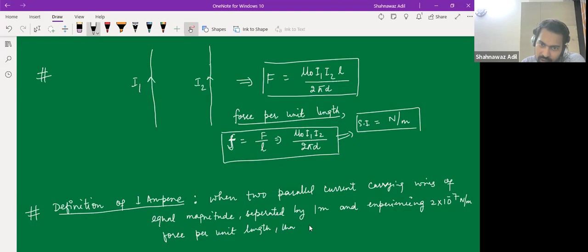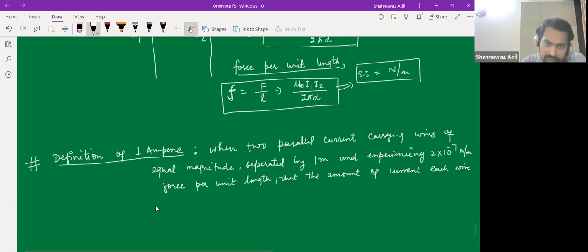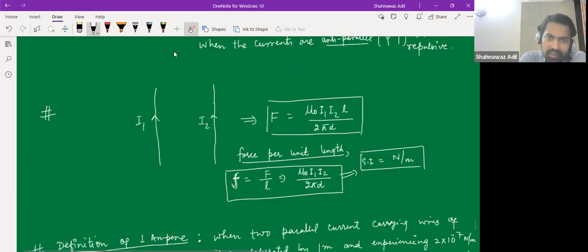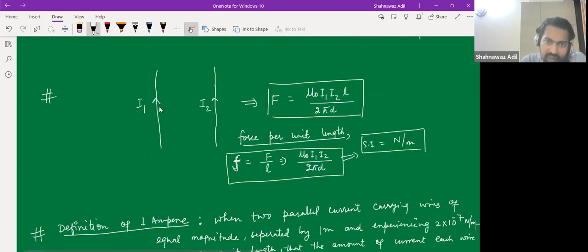then the amount of current each wire is carrying is called 1 amp. Okay, so what is the meaning of this? It says that both the wires are carrying an equal amount of current. So this is I, this is I, and the separation between them is 1 meter.